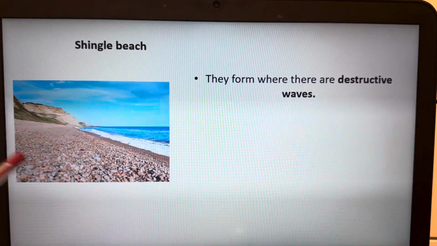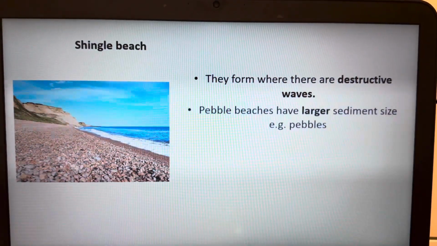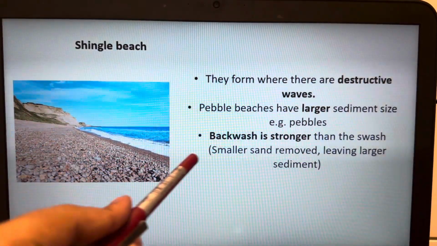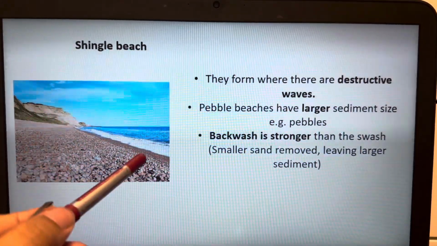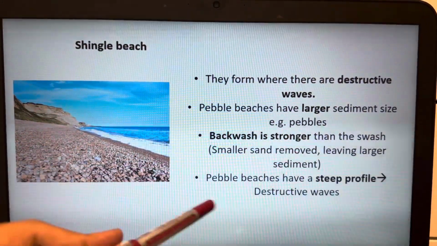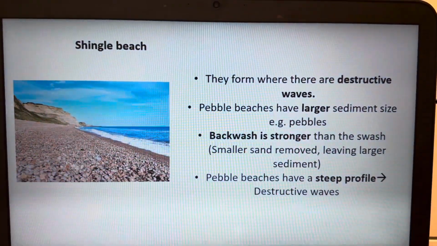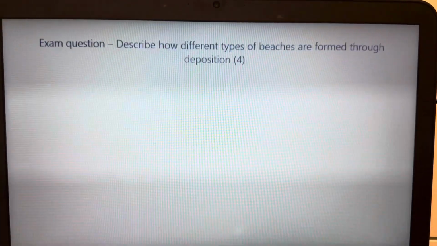So destructive waves, because all the materials are being taken away, and just these large pebbles are left behind. Pebble beaches, so we said that they're larger in size. Backwash is stronger, so a lot of material is taken away, like the smaller sand. Larger ones are left behind. And again, pebble beaches have a steep profile, so it's a bit of an angle, a bit of a slope. Again, they don't stretch very far. Is there anything else? So there you go.